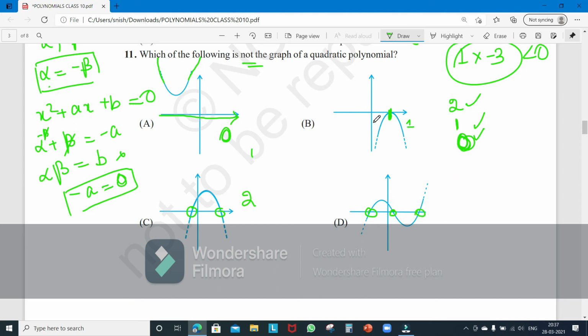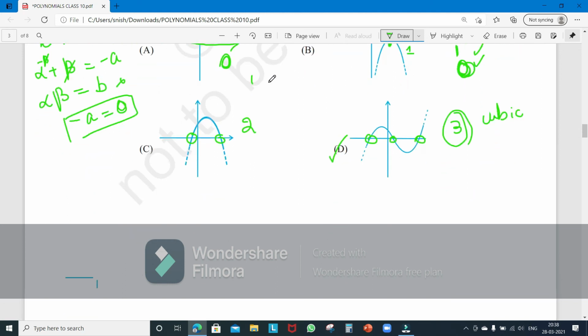But can a quadratic polynomial have 3 roots? No, it can't. Which polynomial can have 3 roots? A cubic can, or more than that, right? So you can have something like a 4th power polynomial. All of these can have 3 roots as their solution. So option B is the right answer, which is not the graph of a quadratic polynomial.